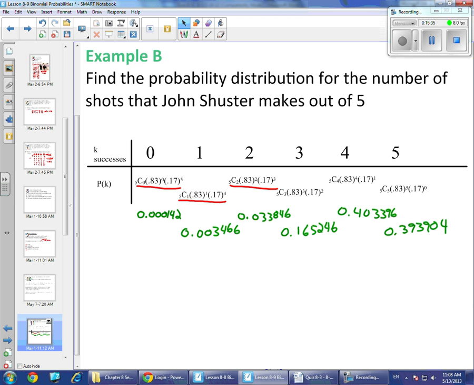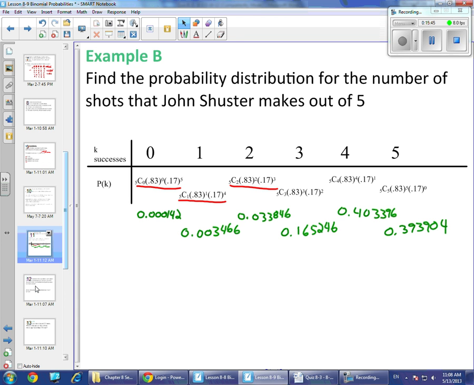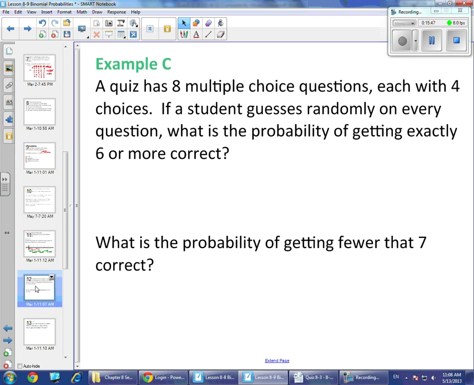Okay? So now let's do a couple things. Let's actually try out some of this stuff. The first one that we're going to do is example C. So you have a quiz that has 8 multiple choice questions, each with 4 choices. If a student guesses randomly on every question, what's the probability of getting exactly 6 or more correct? So this is what I'm going to have you do on every one of these problems.